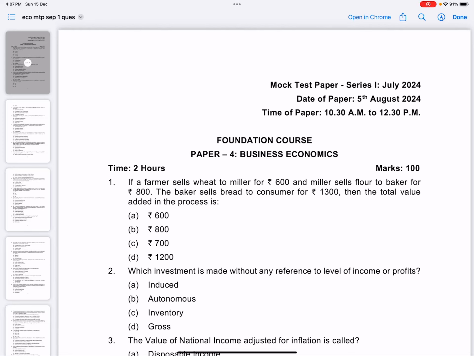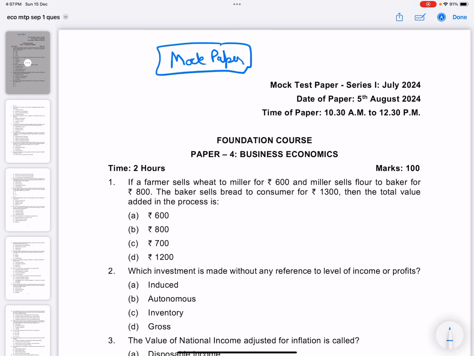Hello everyone. In this video, I'll discuss how you are supposed to approach a mock paper. If you are preparing for any competitive exam and the mock paper is of objective type, I'll tell you how you are supposed to attempt it. I'll solve the paper as well, but before solving, I need to tell you how you are supposed to approach it.